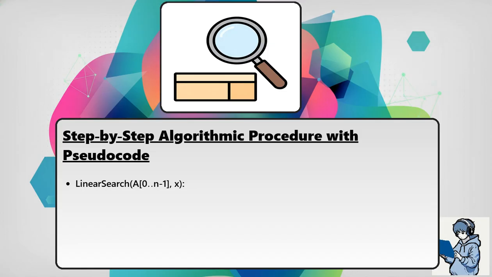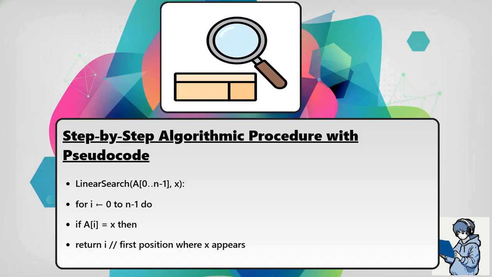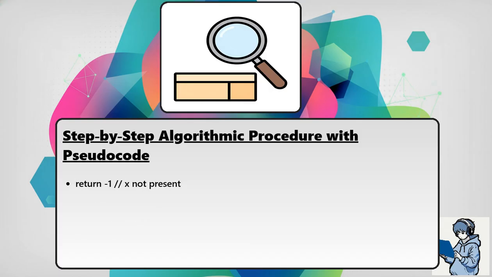LinearSearch(a[0..n-1], x): For i from 0 to n-1 do: if a_i equals x, then return i, the first position where x appears. Return -1, x not present.